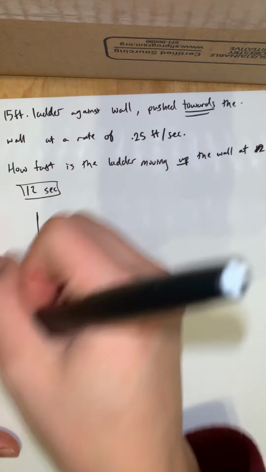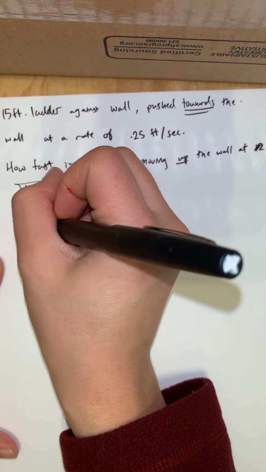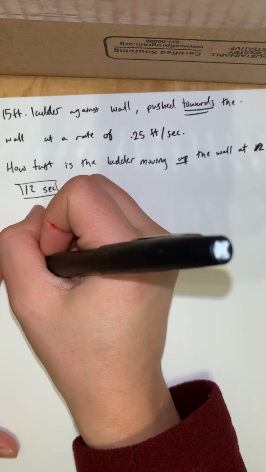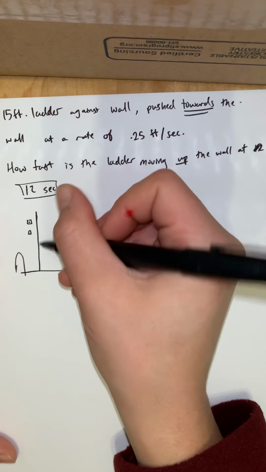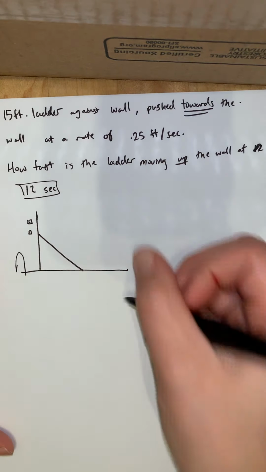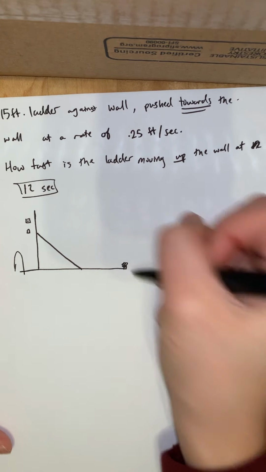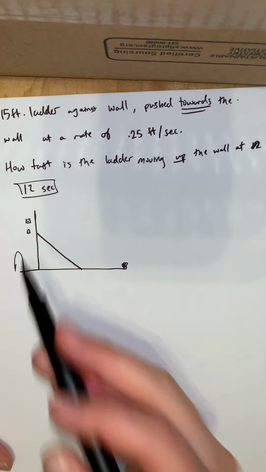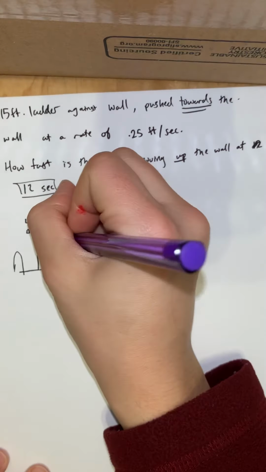So I have a building, I have the ground, maybe you include a couple of windows on your building, I don't know, maybe a little door, maybe some people in there, and then I have a ladder leaning up against the building. This is the ground, we've got like a little flower or something there. Okay, so this is the ground, this is my building. My ladder is 15 feet long.